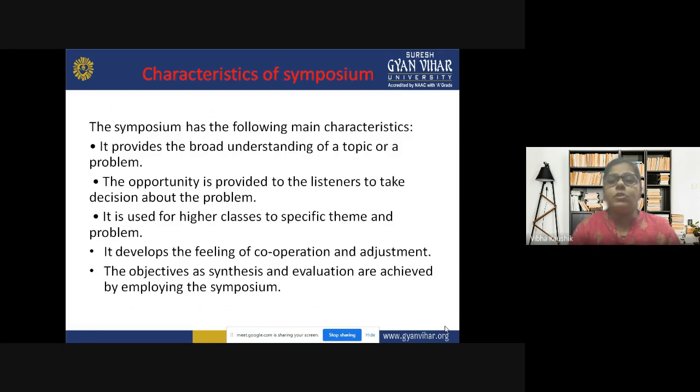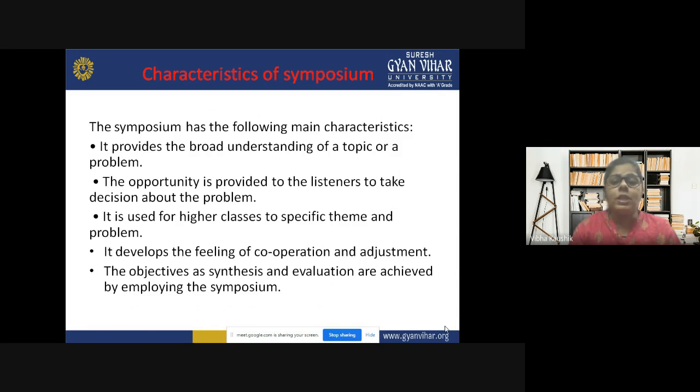Now, characteristics of a symposium. The symposium has the following main characteristics. These are the main characteristics of a symposium: to provide a broad understanding of a topic or a problem. Means the students will be able to understand the topic in a broader sense. After the symposium, they will have a broader understanding of a topic or a problem.